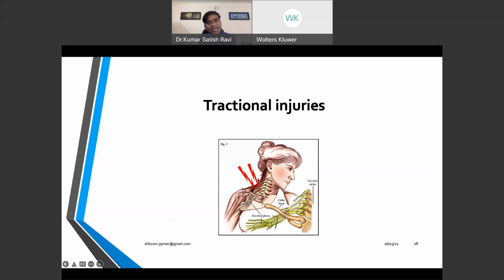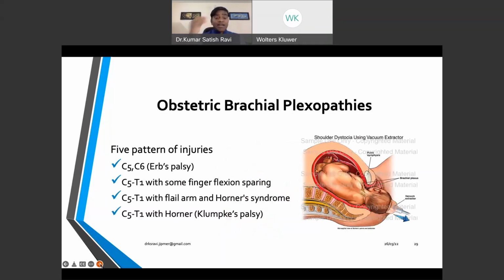There may be, as I said, infraclavicular injuries, and this may be because of the forced separation of the arm from the torso, or you say the hyperabduction. I'll show you in the coming diagram. So these ventral roots are more prone to injury. Why is it so? Because these are lesser calibers, and apart from that, even the dural sac is quite thin, or you can say the thinner dural sac.